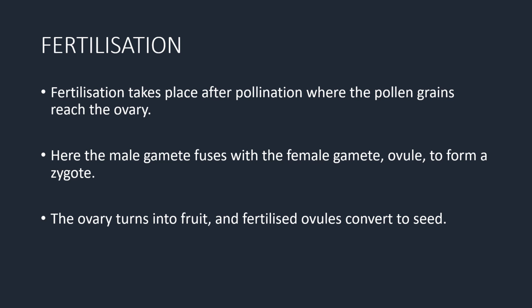Finally, fertilization. So, fertilization is the process of fusing of both male and female gametes. It takes place after pollination, where the pollen grains reach the ovary. The ovary turns into fruit and fertilized ovules convert into seed.